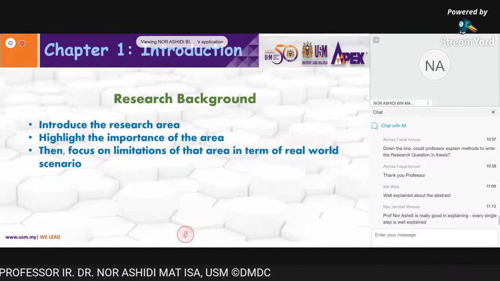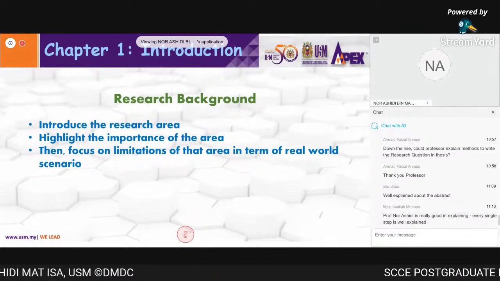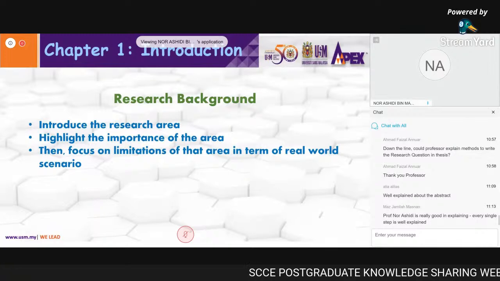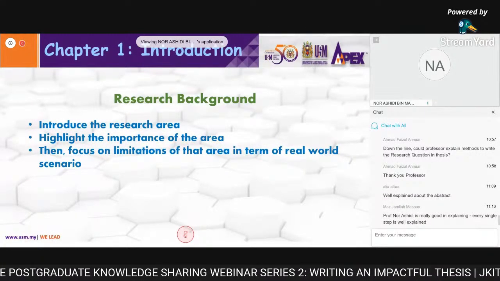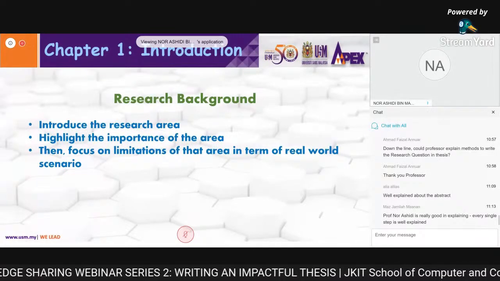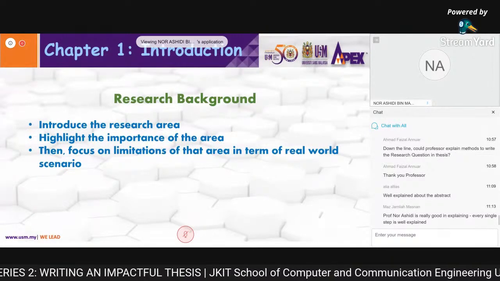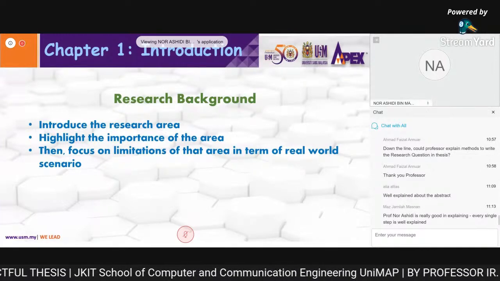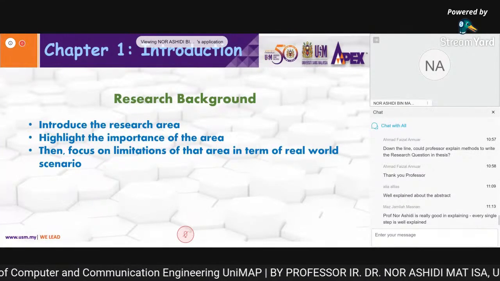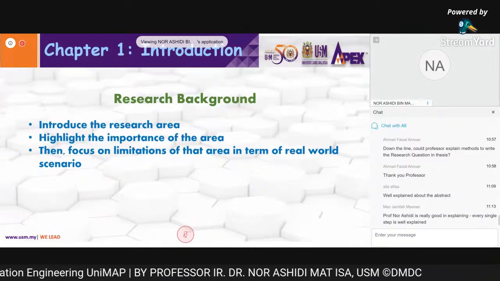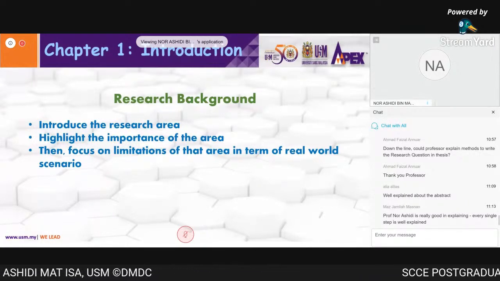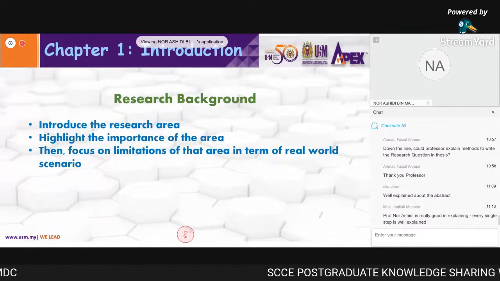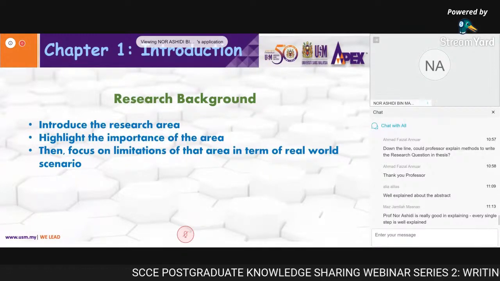If you are working on cervical cancer, just introduce cervical cancer. What is cervical cancer? We don't want the basics about cervical cancer, like the factors of cervical cancer, how it starts with a normal cell, and so on. We don't want that because we are not in the medical field. We are in the engineering field. You just introduce the research area.